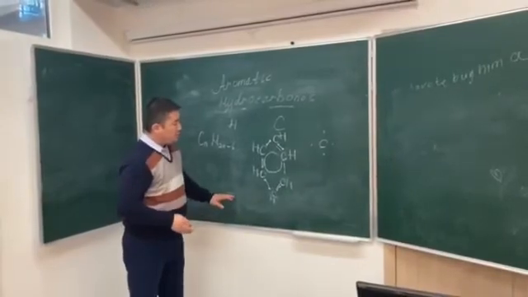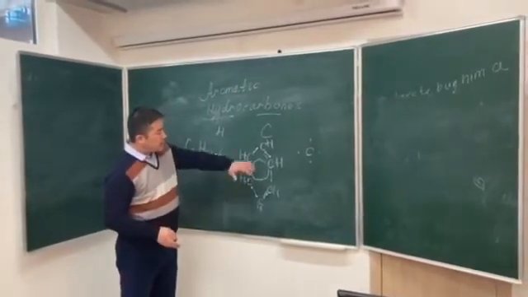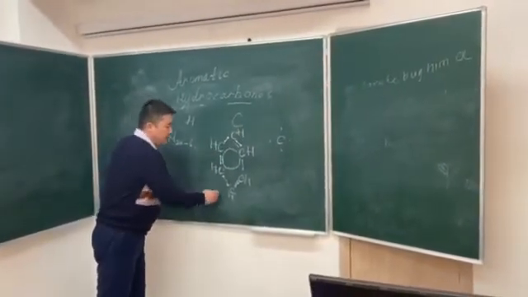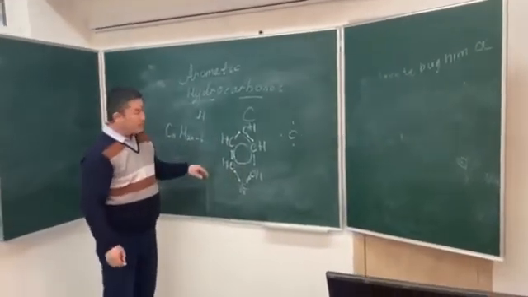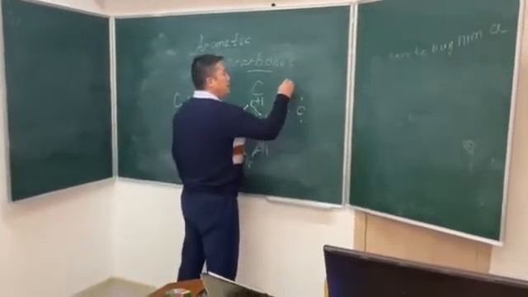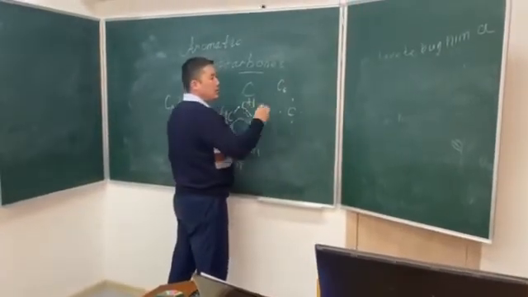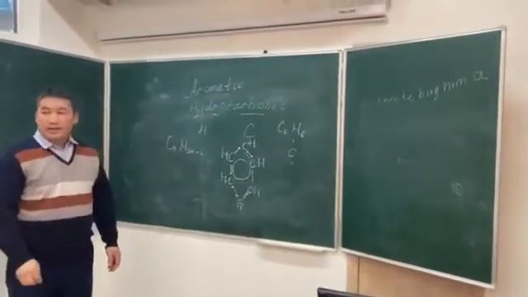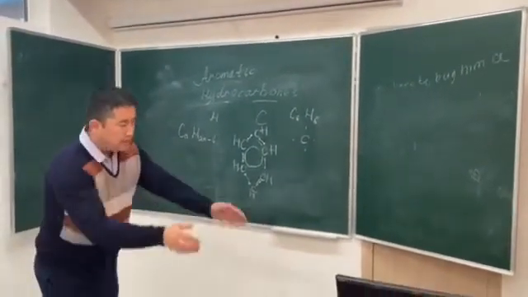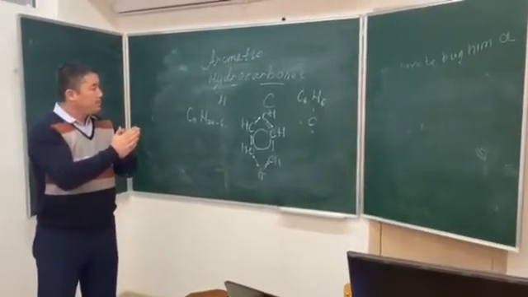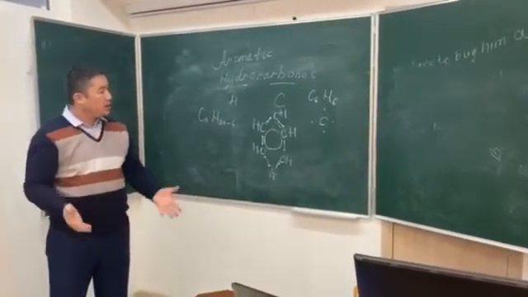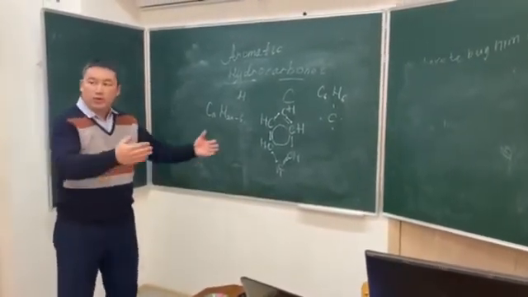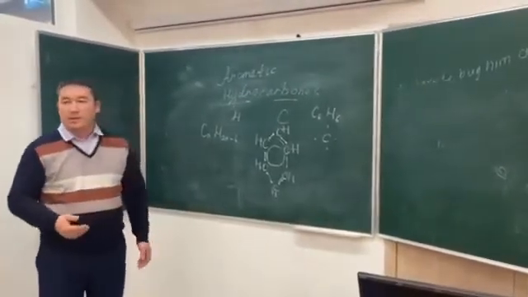Now, how many hydrogen atoms does this benzene have? 6 hydrogen atoms and 6 carbon atoms. So we can write the benzene formula as C6H6. Do you understand me? If you understand me, can you share what you know about this benzene and what you want to say about it, please?